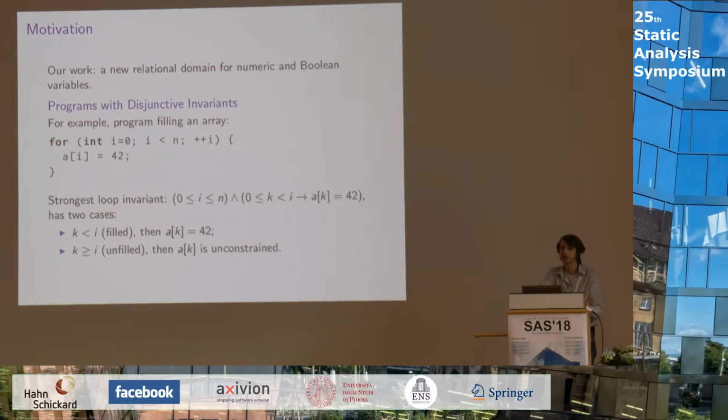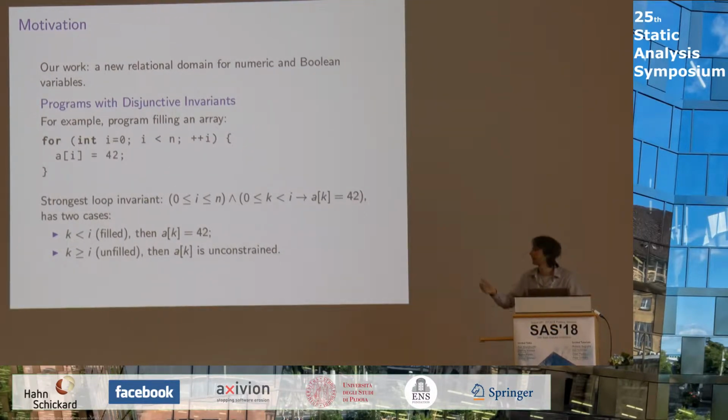What it does is fill an array, initializing the array from 0 to n. You assign something to array of I, 42 in this example. And the loop invariant that would allow us to later prove the properties would be: I goes from 0 to n, and for all k that goes from 0 to I, array of k equals 42. So we have two cases here: k less than I, then array of k is filled, and k greater than I, array of k is not filled, it's unconstrained, or whatever it is.